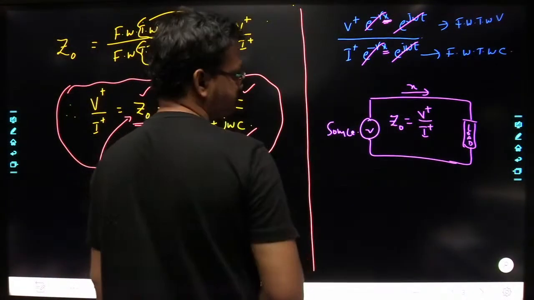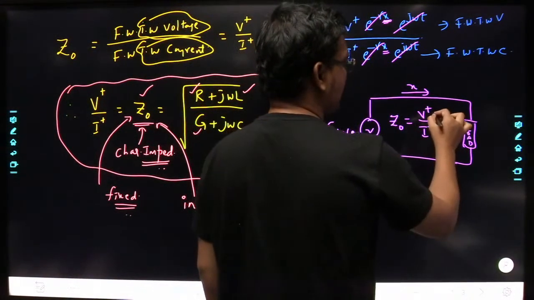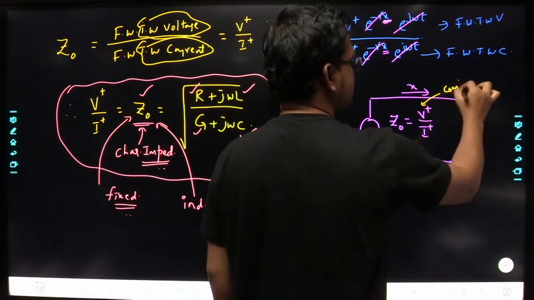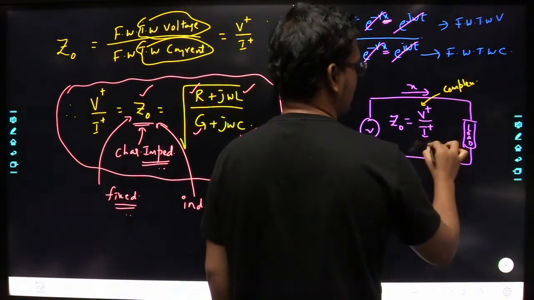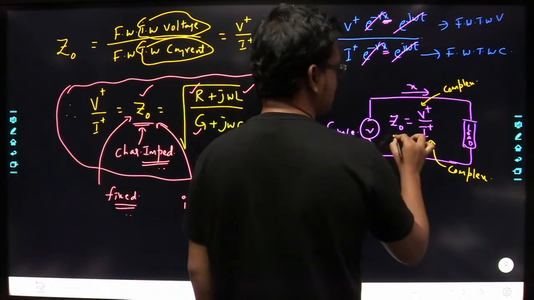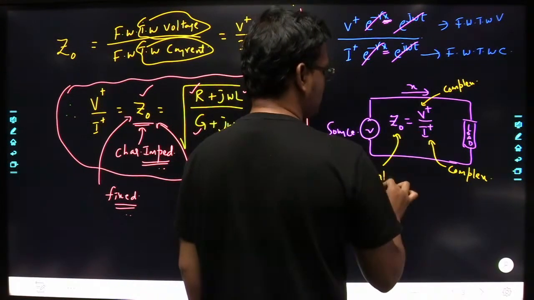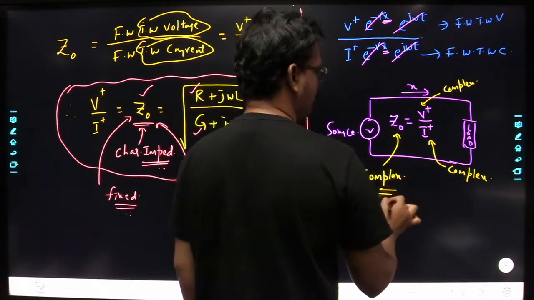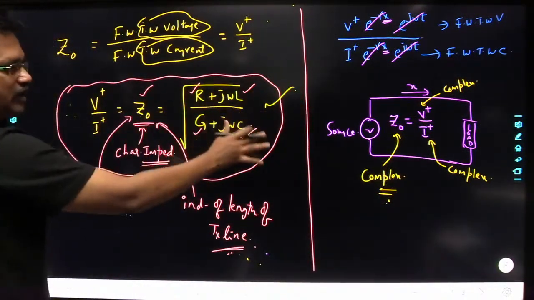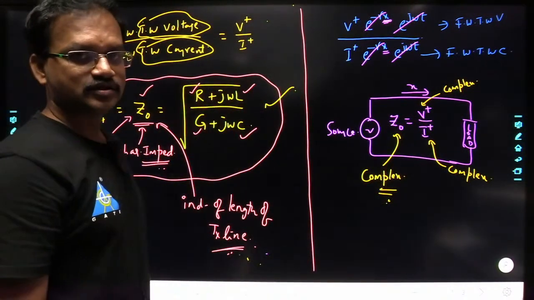And in general, I have told that this V plus is nothing but a complex quantity. I plus is also nothing but a complex quantity, and this characteristic impedance is also nothing but a complex quantity. Yes or no? So that's what we got here. Z0 is nothing but a complex quantity. Right? Okay.